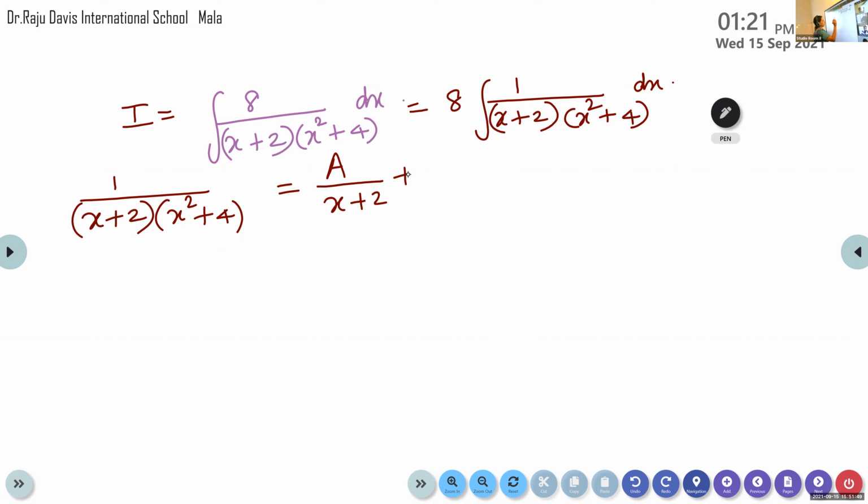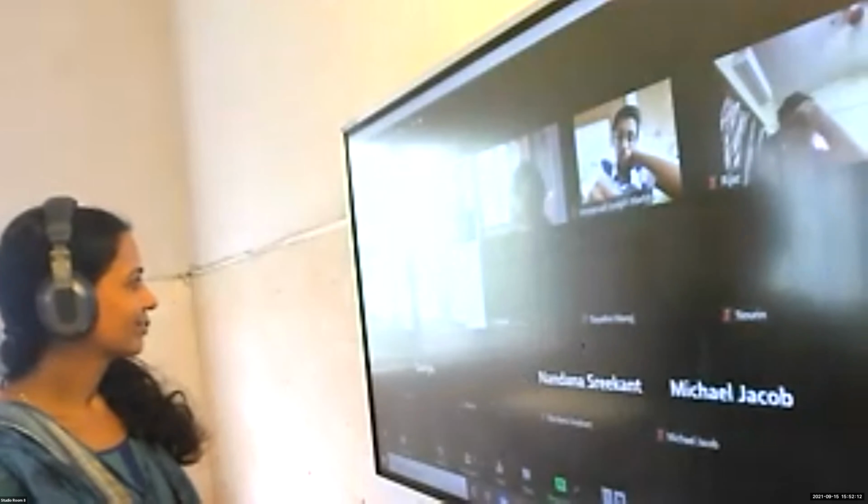Plus, look at the next one, x square plus 4. Is it possible to factorize x square plus 4? Srihari, is it possible to factorize x square plus 4? Is it possible? Yes, ma'am. How will you factorize? I don't know. When you said yes, it is possible.